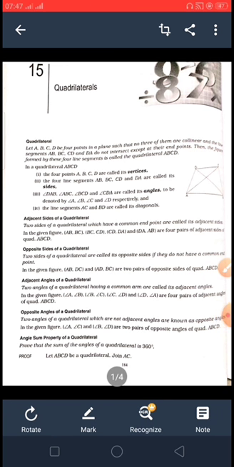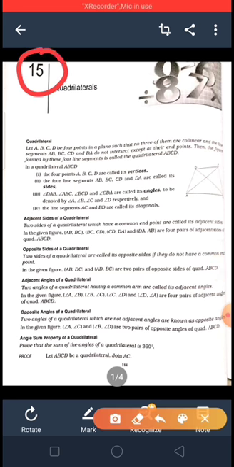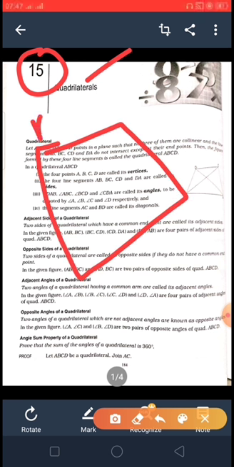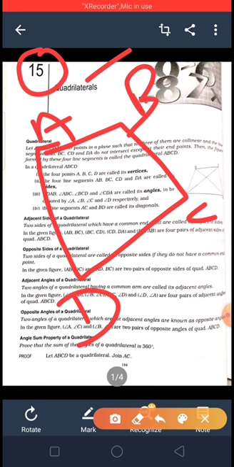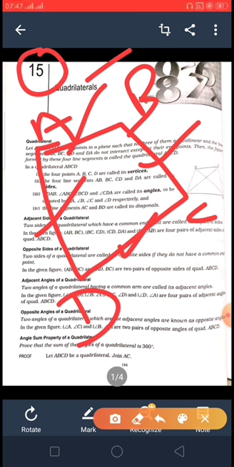Today we will study our next chapter, chapter number 15, that is quadrilaterals. Quadrilaterals means figures which have four sides, like this form, A, B, C and D. This figure is known as a quadrilateral, in which there are four sides, like 1, 2, 3 and 4, clear. We will study this type of quadrilateral in this chapter, clear.